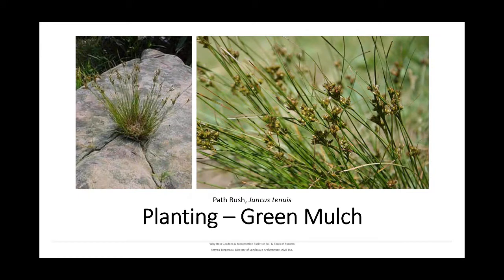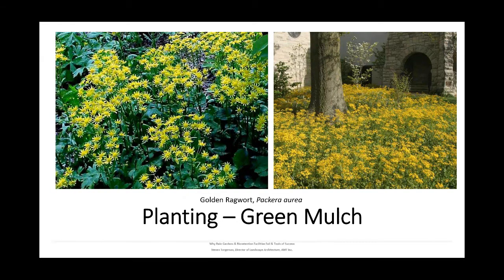Another plant that is a little bit of a thug, and some people also consider it a weed, but it really can work well in a rain garden. And then golden ragwort here as it fills in. This can also get a little bit tall, so depending on how you overplant it, but this can work well.